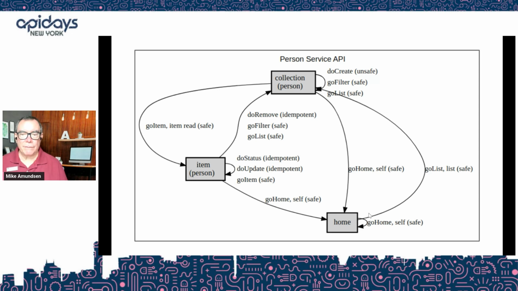This shows how you can get from one step to another, but it's not a navigation. It says, if you're at the home, you could go to the collection of persons. If you're at a collection of persons, you could go to a single item. You could read it. And then if you're at an item, you can do an update and so on and so forth. It says what's possible. It sort of gives you a map of the landscape.